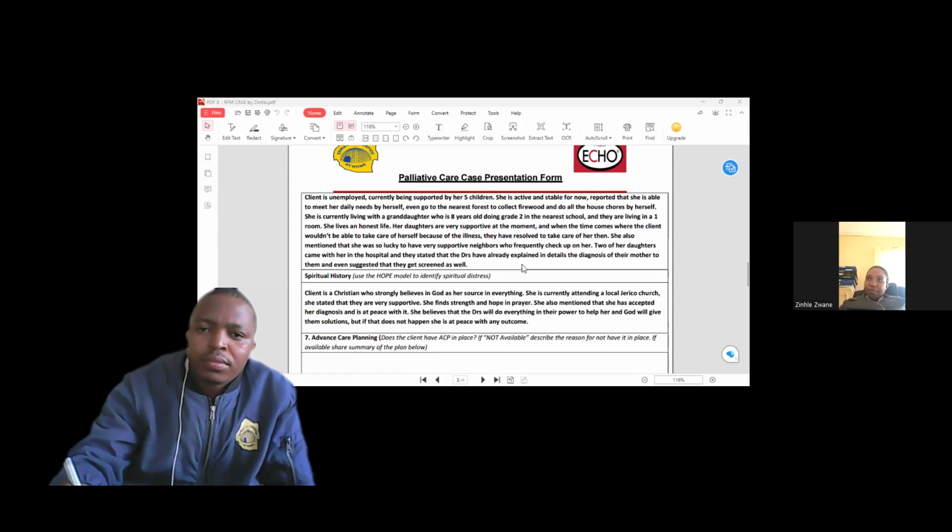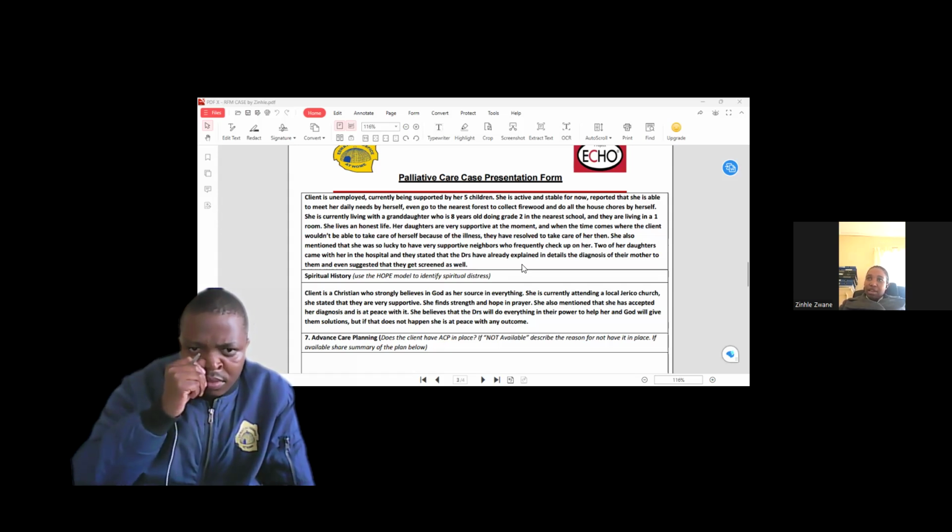Then she also mentioned that she was so lucky to have very supportive neighbors who frequently check up on her. Two of her daughters came with her to the hospital, and they stated that the doctors have already explained in detail the diagnosis of their mother to them, and even suggested that they get screened as well.